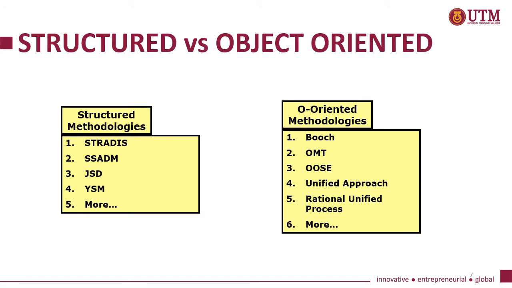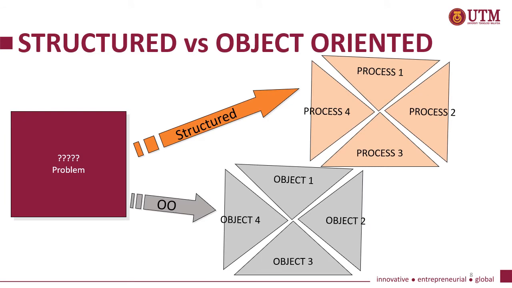Here we can see a few examples of structured methodologies and object-oriented methodologies. We have Stradis, SSADM, JSD, YSM, and more. For object-oriented, we have Booch, OMT, OOSE, Unified Approach, Rational Unified Process, and more. Here we can see the difference between structured and object-oriented. You see here the problem. The structured will focus towards the process itself, while the object-oriented will be focused towards the object.